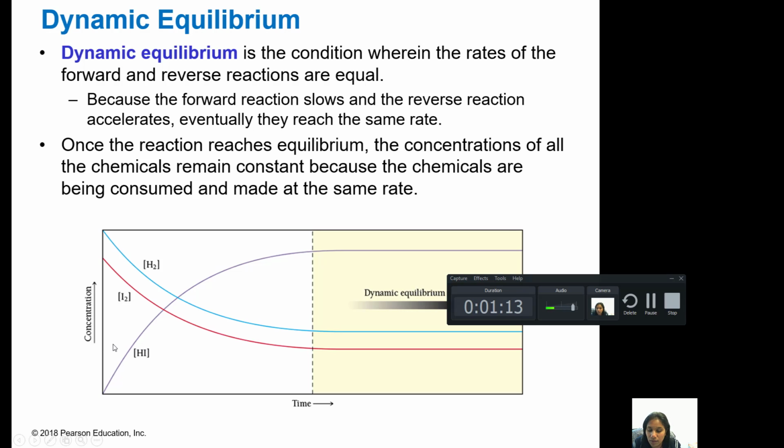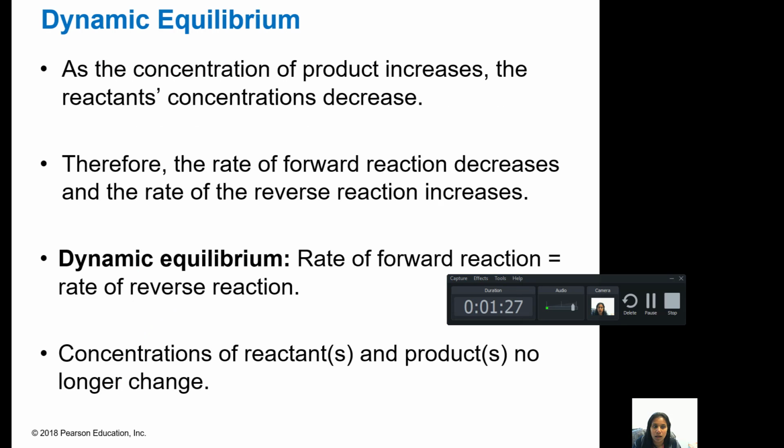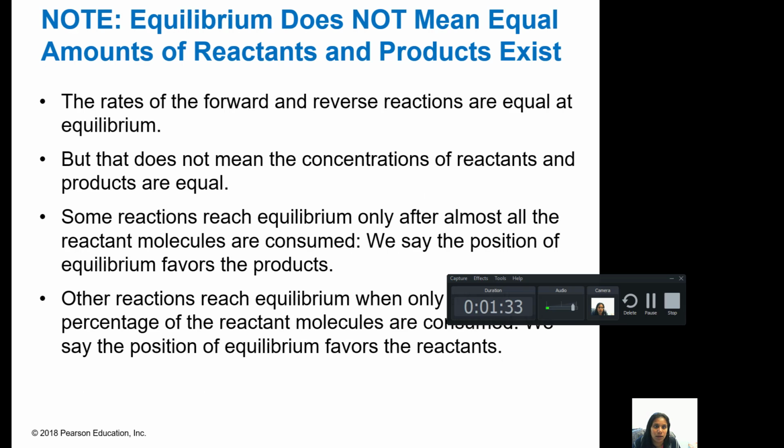When there is no change in the forming of products and reactants, we call the reaction dynamic equilibrium. That means the forward reaction and the reverse reaction happen at the same rate. So the rate of the forward reaction equals the rate of the reverse reaction. That time we call it a dynamic equilibrium.